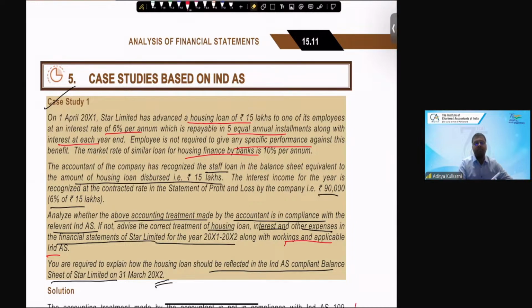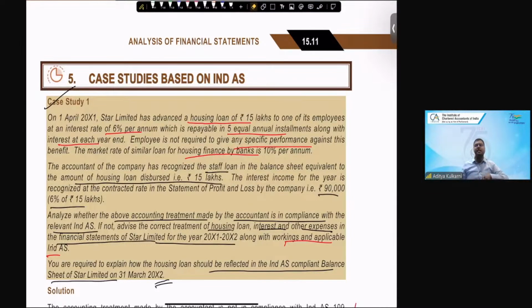All right. So what did they do? They took 15 lakhs, 6% rate of interest, 90,000. Is it right as per Ind AS? No, that is not right. That is right as per accounting standards. The accountant said, I have given him 15 lakhs, I am collecting interest at 6%, so I will recognize an income of 6%. It does not happen like that.